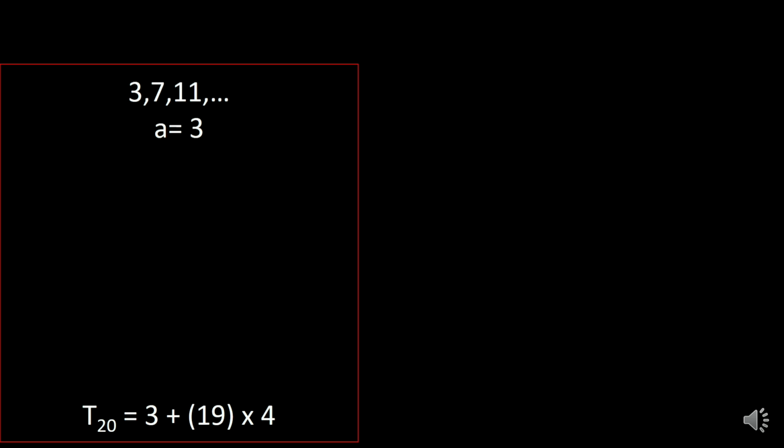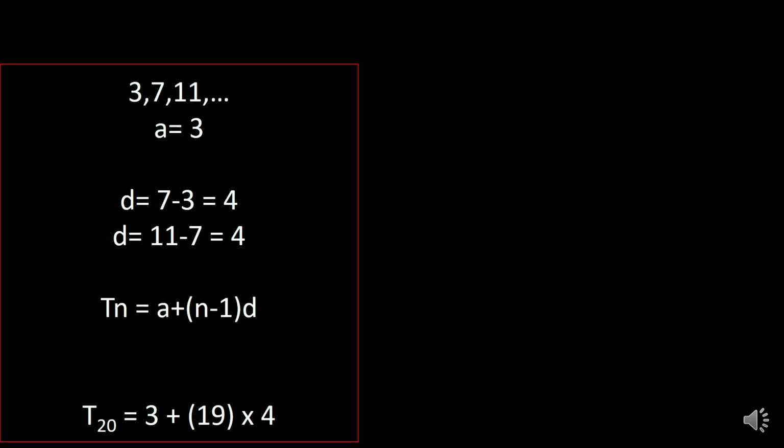In this case, A is equal to 3 because A stands for the first term, and D is the common difference, which is the difference between the second term minus the first term, and the third term minus the second term. It's just for you to find the common difference between the terms. So the second term minus the first term gives me 4. Then the third term minus the second term also gives me 4. So my common difference, denoted as D, is equal to 4.